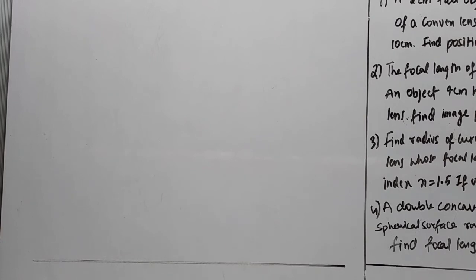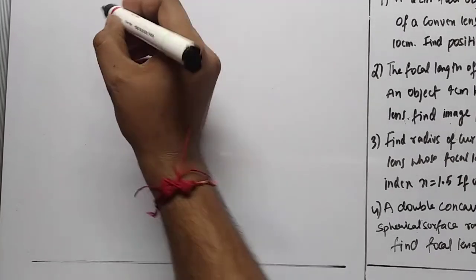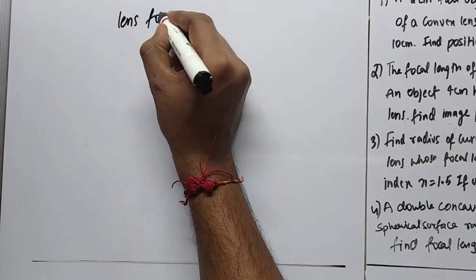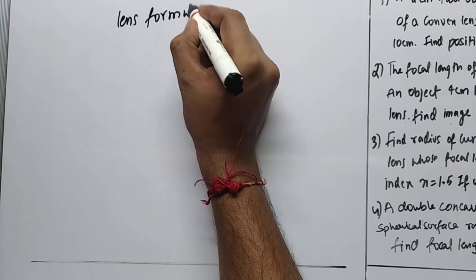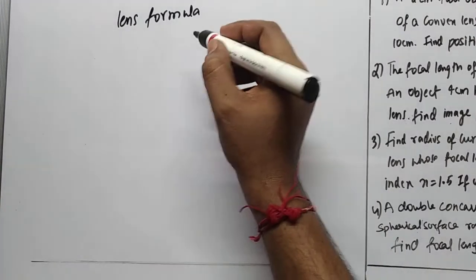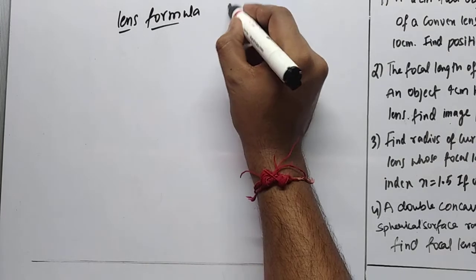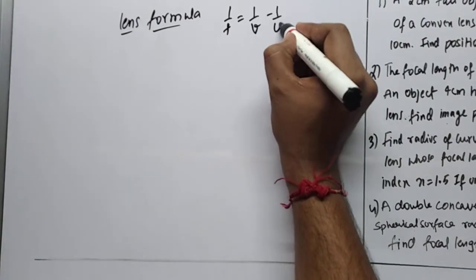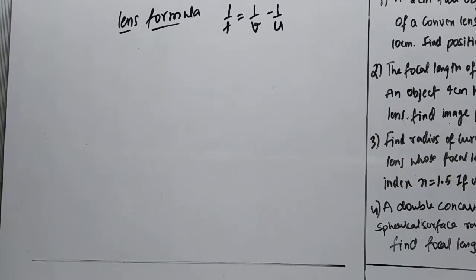So let me start with the lens formula. Let me tell you what a lens formula is. First I will explain the formula, not the derivation, just the formula. Then we will apply the sign convention rules on the convex and concave lens, and after that we'll solve some problems. So the lens formula is 1 by f is equal to 1 by v minus 1 by u. This is the lens formula which we will be using while solving the problems.